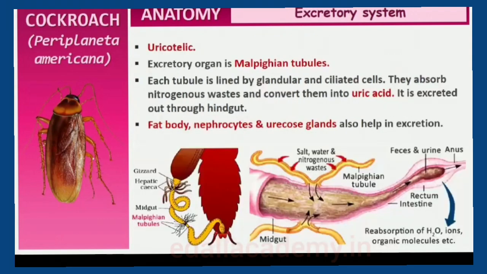Excretion is performed by Malpighian tubules. Each tubule is lined by glandular and ciliated cells. They absorb nitrogenous waste products and convert them into uric acid which is excreted out through the hindgut. Therefore, this insect is called uricotelic. In addition, the fat body, nephrocytes and uricose glands also help in excretion.